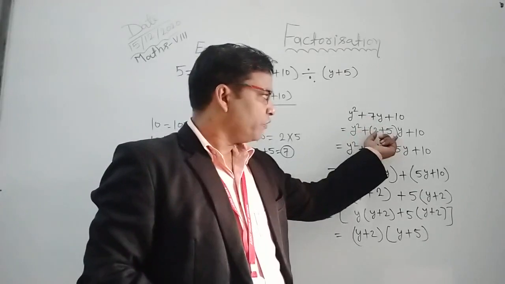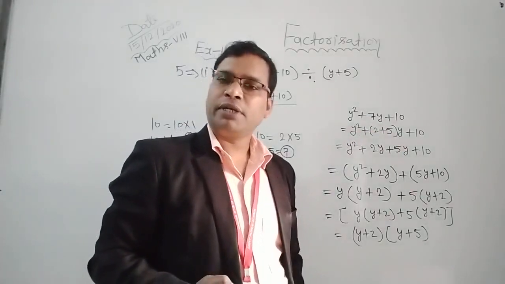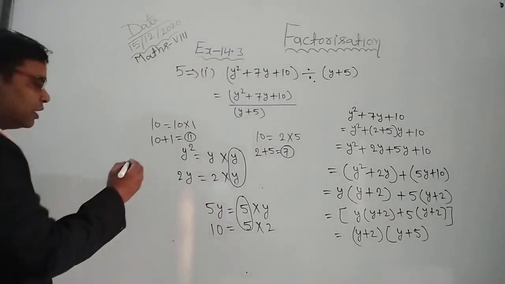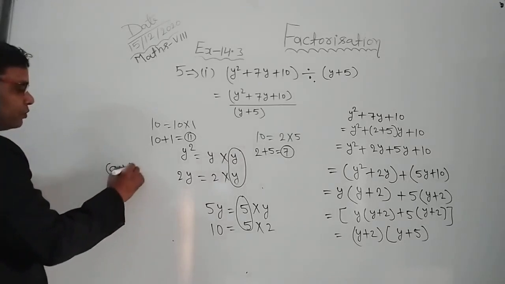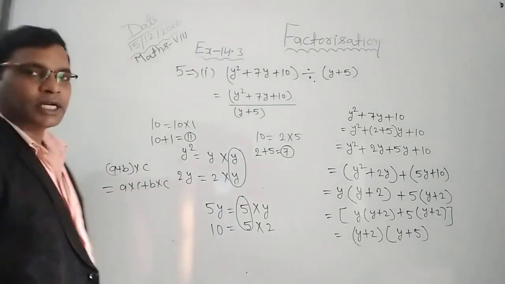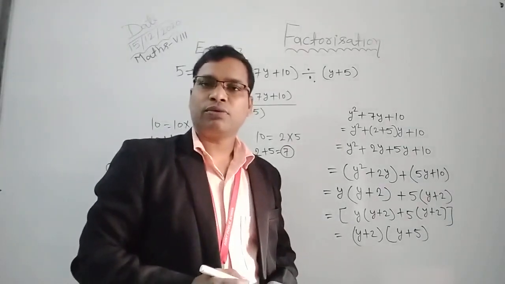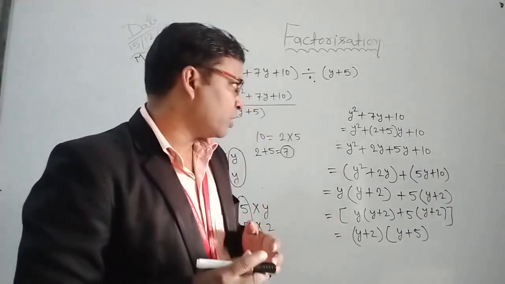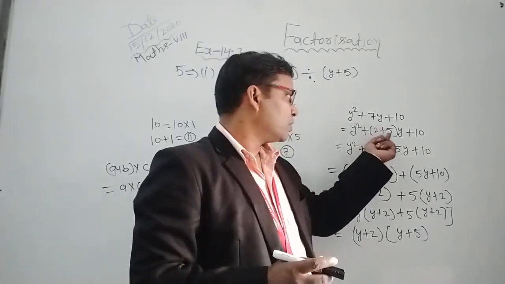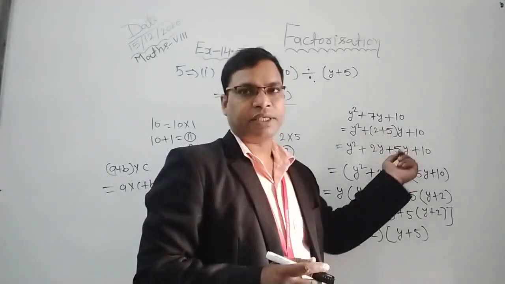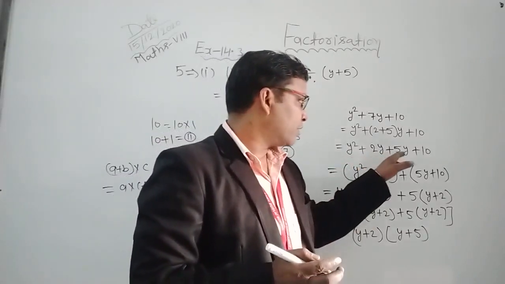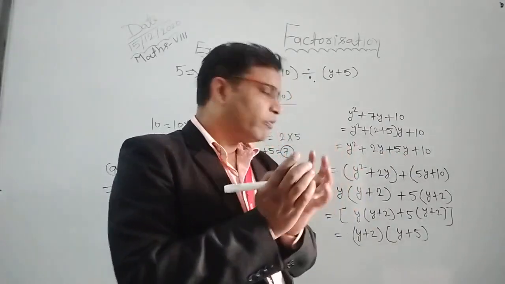After this we use the distributive law of multiplication over addition. What is the distributive law of multiplication over addition? You can see here a plus b into c is equal to a into c plus b into c. This is called the distributive law of multiplication over addition. So according to this distributive law, we can write y square as it is plus 2y plus 5y plus 10. After this, we group it because you can see here that there is no common factor among all of them. So we divide into two groups.